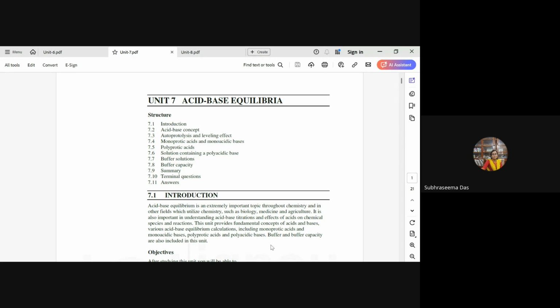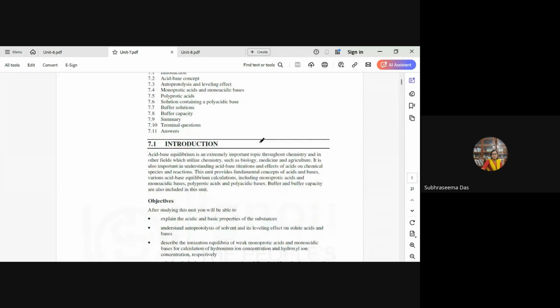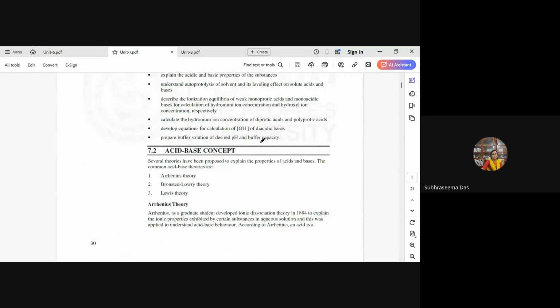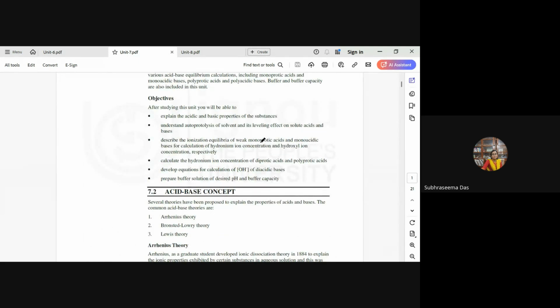So now we'll start with acid base equilibria. In this section, we'll talk about the different concepts of acids and bases, and the buffers, pH, and so on. First we'll begin with the concept of acid and base.